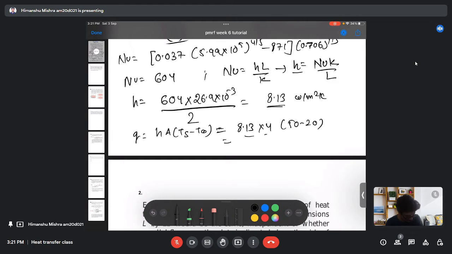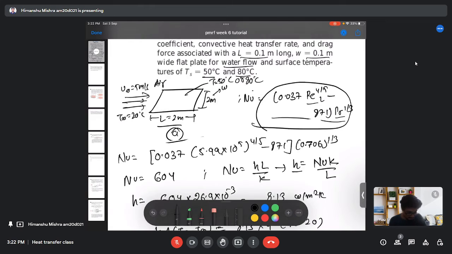So if I solve this, I will get this will be my heat transfer rate. So we can use a similar analysis when the temperature of the plate is 80 degrees Celsius. Right now I have done the calculation when the temperature of the plate is 50 degrees Celsius.